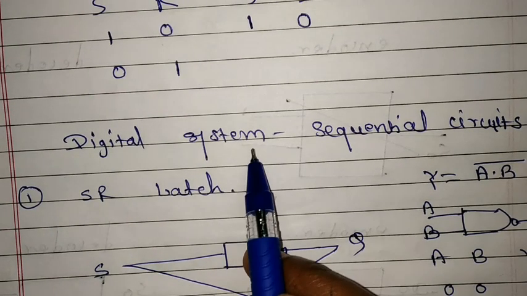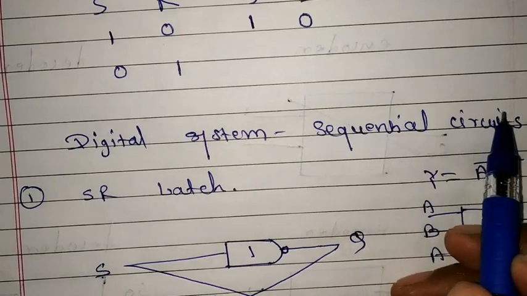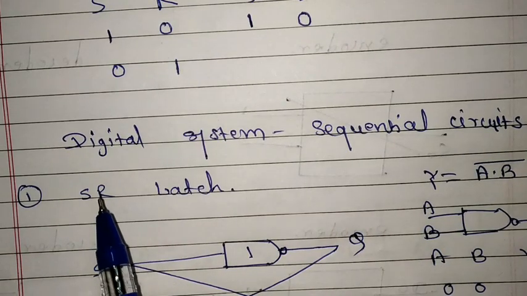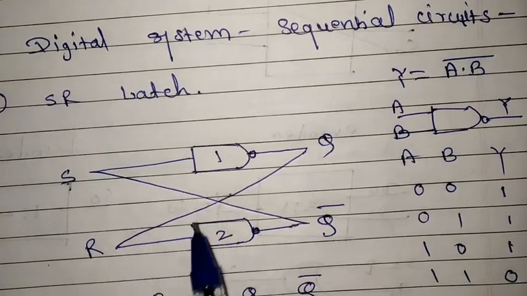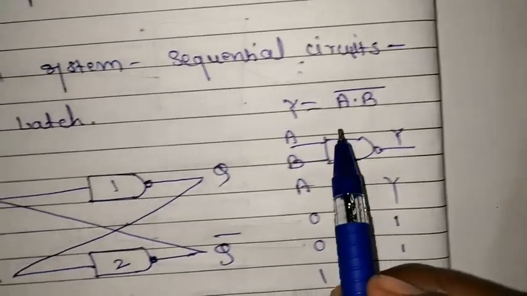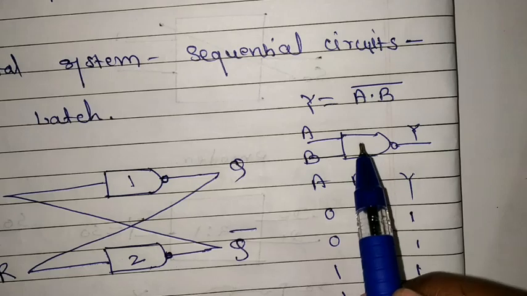The next digital circuit type is a sequential circuit. In that, see the first, SR latch. Before going to explain the SR latch, I would like to explain first the NAND gate operation again.